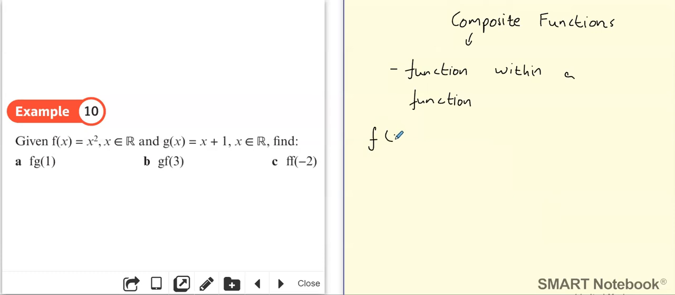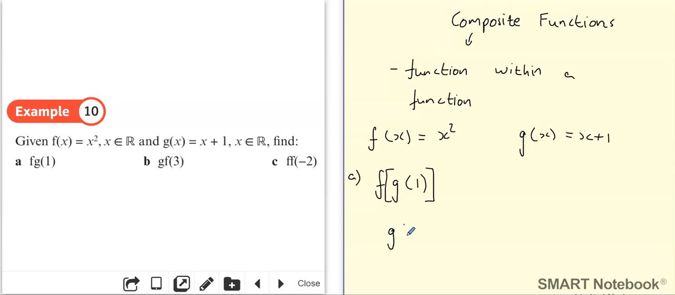We've got f of x equals x squared, and g of x equals x plus 1. Now, in part A, we have been asked to work out fg of 1. What this is really saying is work out g of 1 first, and then use that as the input for f. So what do I mean by that?